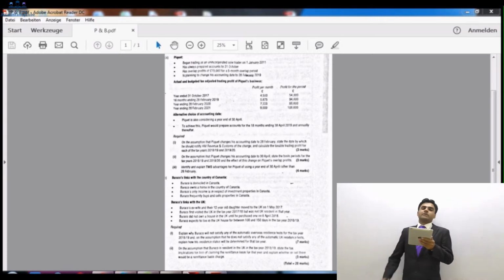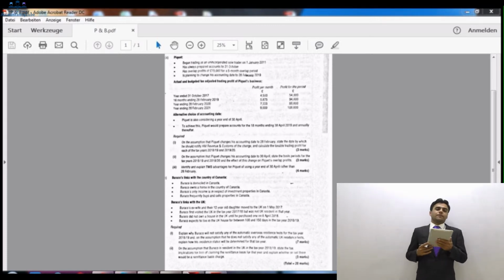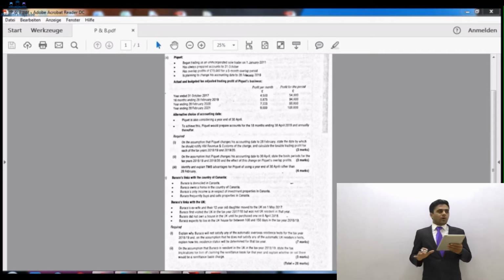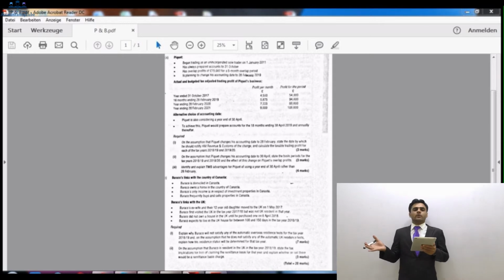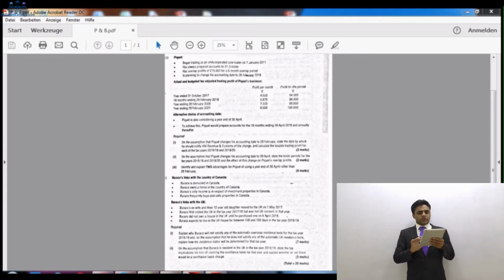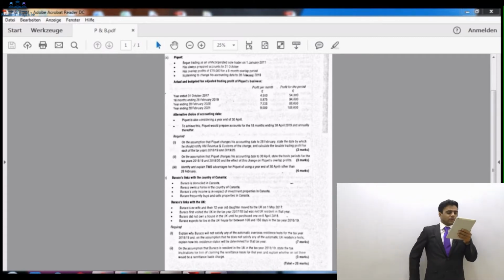So this information tells me that he has not lived in the UK for less than 46 days. He is in the UK for more than 46 days, so of course he's not automatically overseas. He might be automatically UK resident, but he's not automatically overseas. We have concluded this because he's lived more than 46 days in the UK, and he's not working full-time overseas anyway, so that rule won't apply.